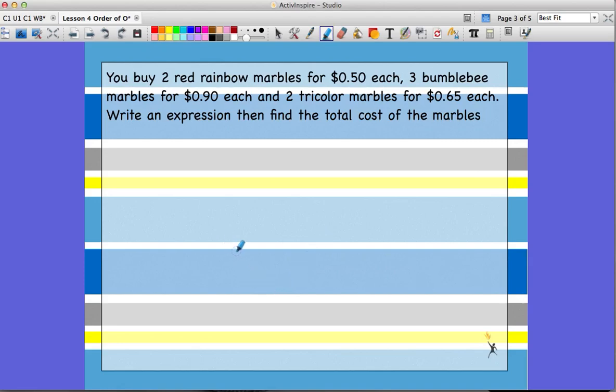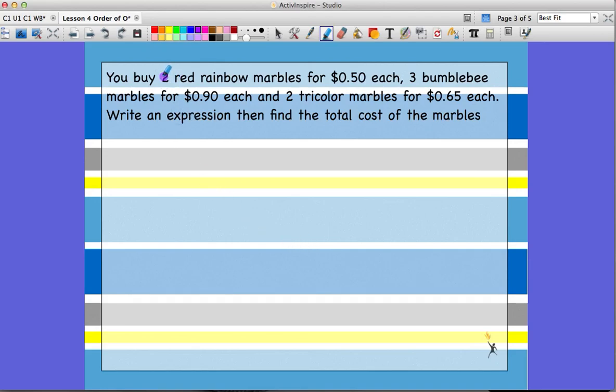You buy 2 red rainbow marbles for 50 cents each, 3 bumblebee marbles for 90 cents each, and 2 tricolor marbles for 65 cents each. Write an expression, then find the total cost of the marbles. The first thing we want to do is decide what information is important.